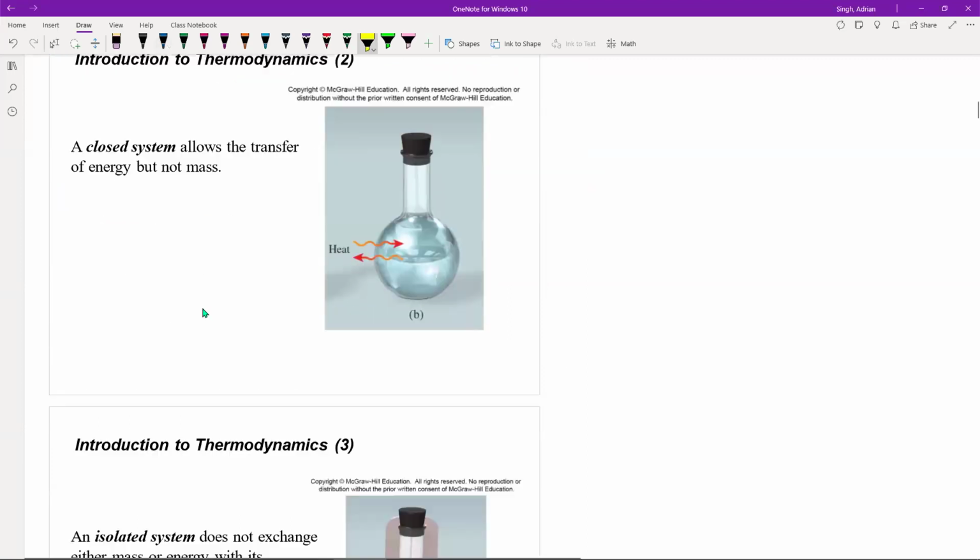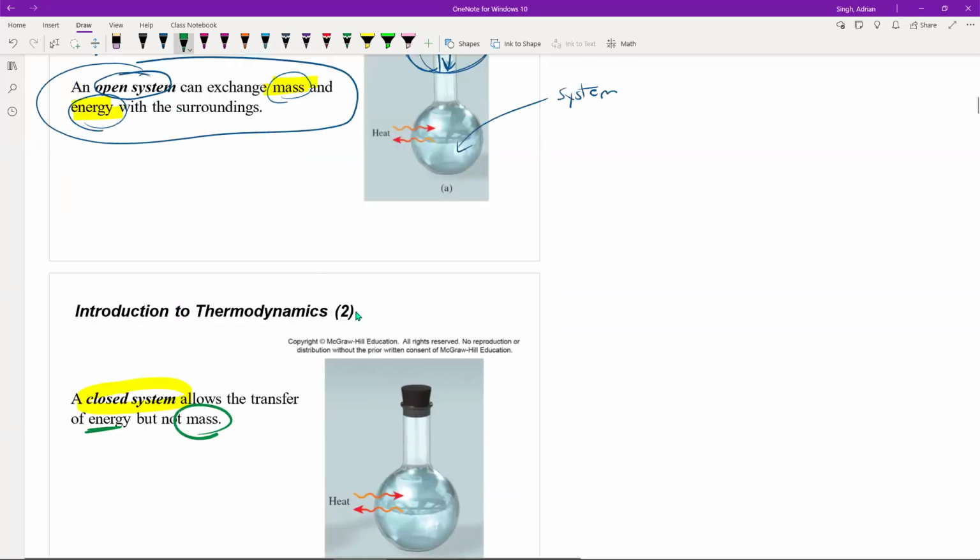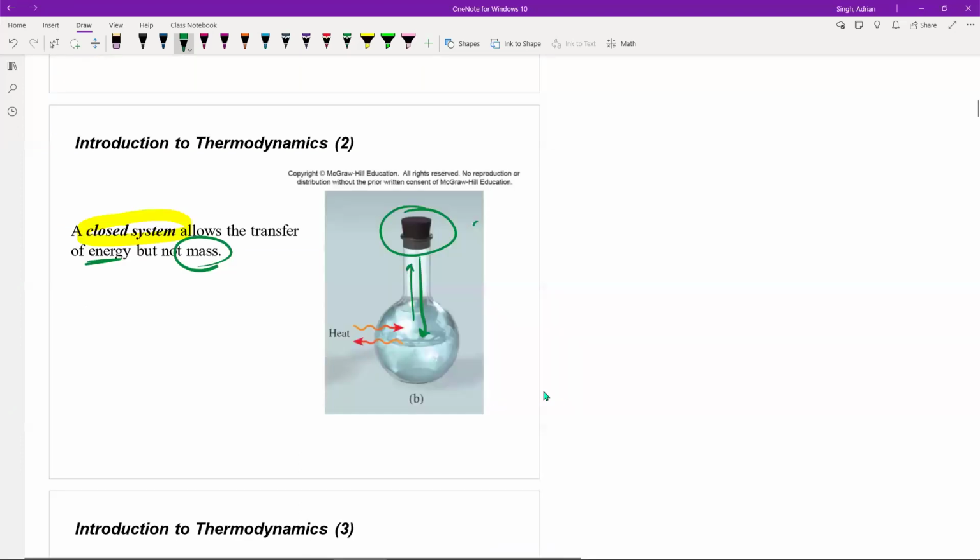A closed system, on the other hand, allows the transfer of energy, so heat energy typically, but it can be other forms of energy, but not mass. Okay, so here, in contrast to the one above, we still have our flask. Now it's plugged or covered. So now the water vapor, if we were to make water vapor, doesn't escape. It hits the bottom of the stopper. It comes right back into the solution. So this is a closed system, which allows a transfer of heat. Heat's allowed to go back and forth, but not mass.